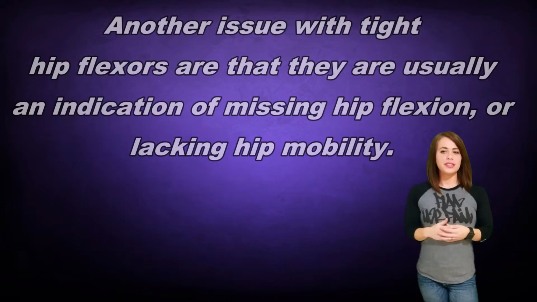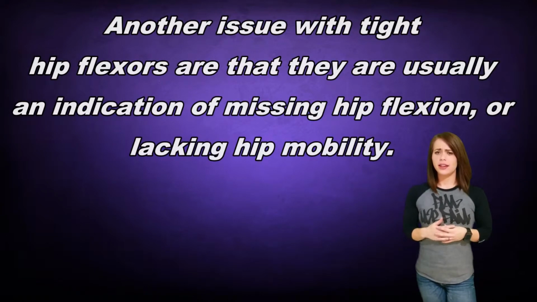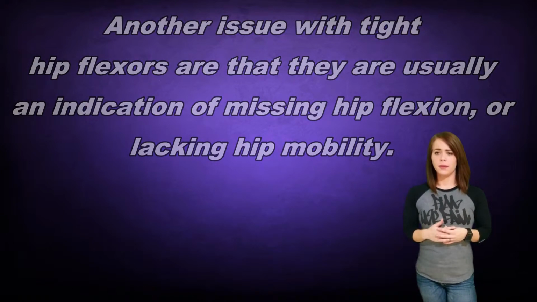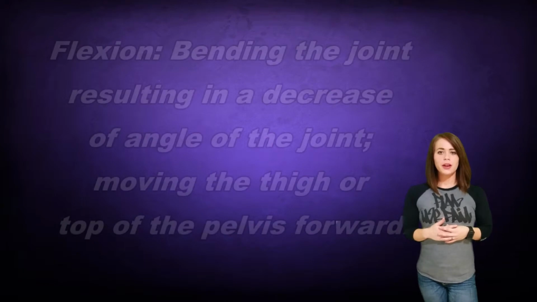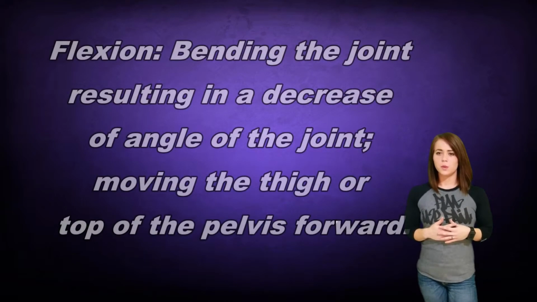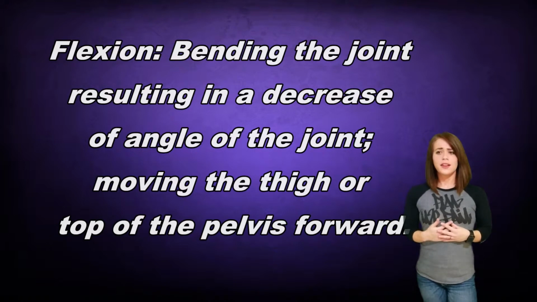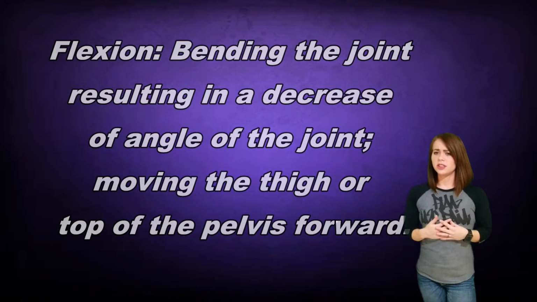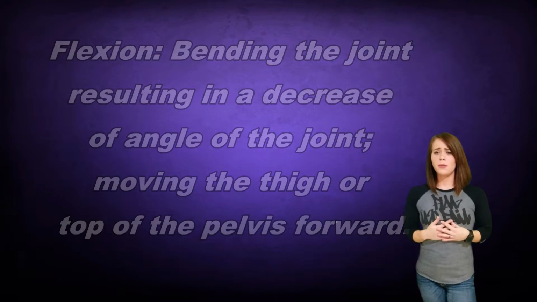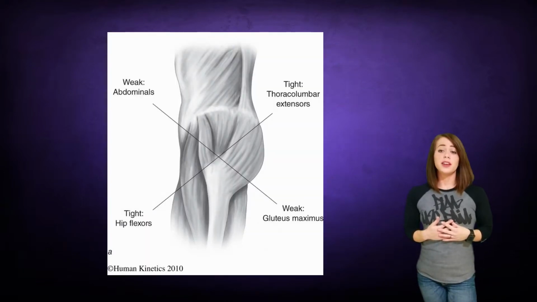Another issue with tight hip flexors is that they are usually an indication of missing hip flexion or lacking hip mobility. And as I said before, frequently your flexors will turn on as a way of pulling you down into a deeper flexion, but they really shouldn't have to. Ideally, you should have enough passive flexion to achieve the proper depth without the help of your hip flexors. And tight hip flexors can be both a red flag for missing flexion and a secondary cause for missing flexion. Your body's kind of weird like that.